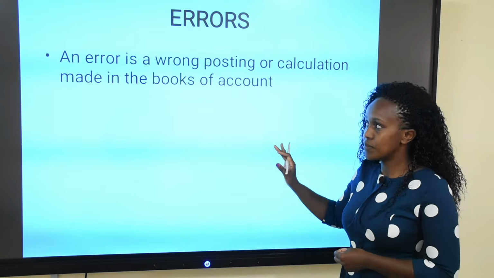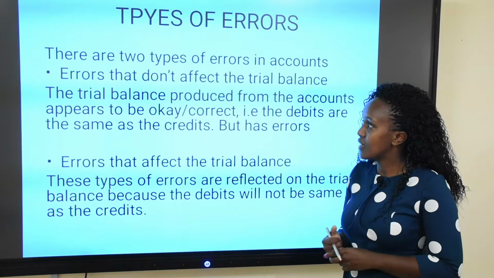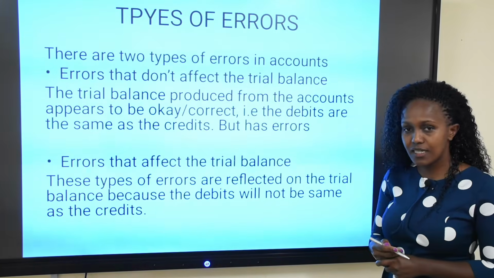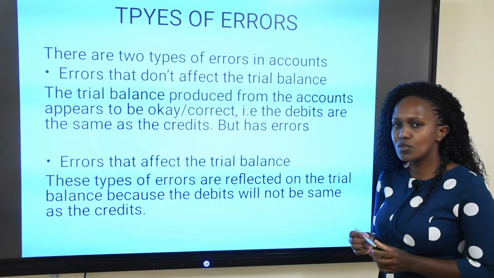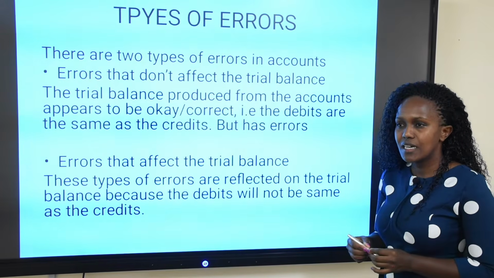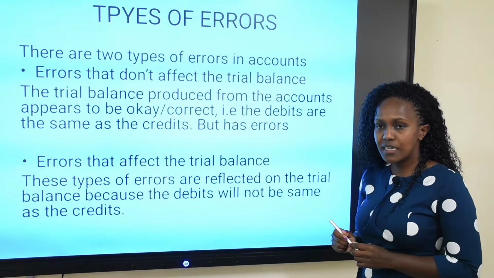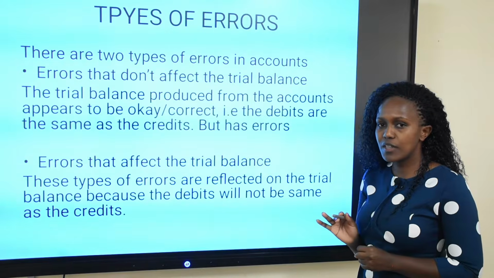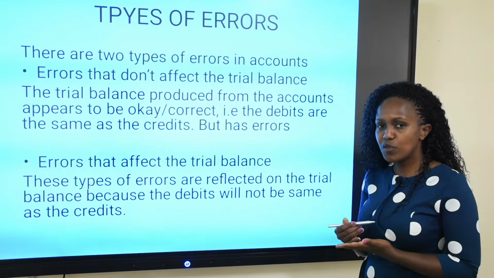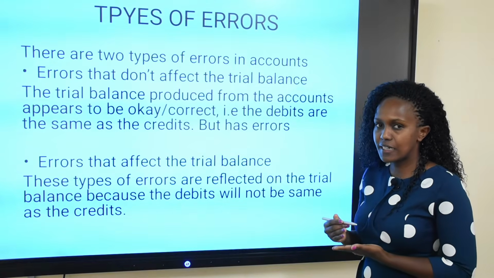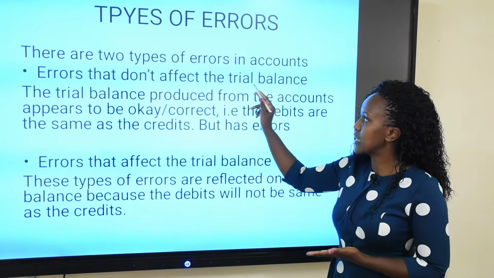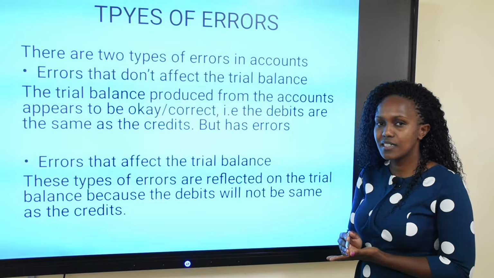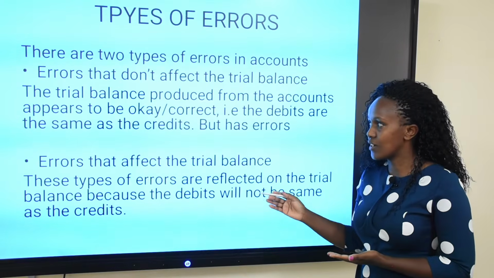So there are two types of errors. That is, there are errors that do not affect the trial balance. When I say these errors do not affect the trial balance, first of all, we need to remember that a trial balance is a listing of all the accounts and their balances, both either debit or credit. It approves the equality of the debit and credit. So errors that do not affect the trial balance, here the trial balance agrees. That is, the debit is equal to the credit.